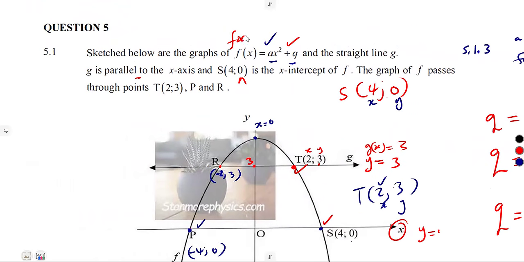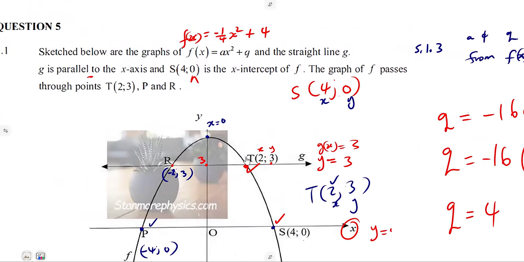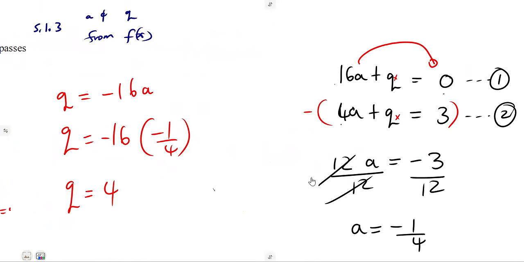meaning to say our f of x can be written if we substitute that. Our a, we got negative 1 over 4. So it simply means f of x is negative 1 over 4 x squared plus 4. All right, that is what it means there. We have got these values.